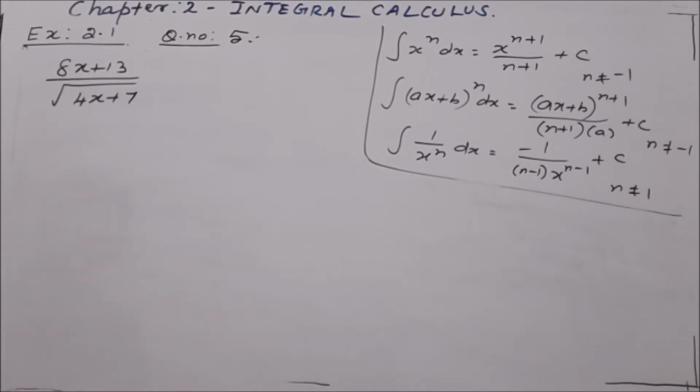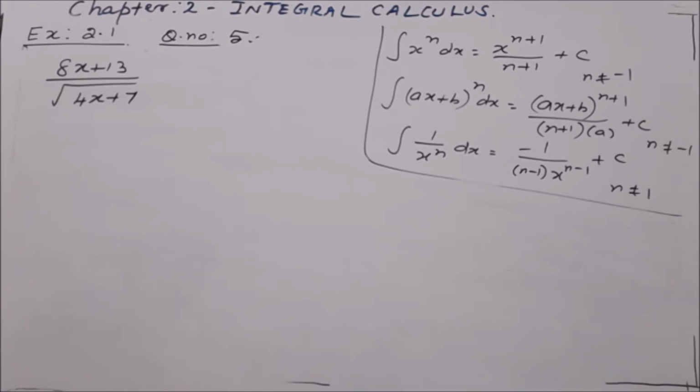Fifth question, example 2.1, exercise 2.1. Given: integrate with respect to x the function 8x plus 13 by root of 4x plus 7. We cannot multiply by anything, and we couldn't simplify these functions. Just adjusting the values, we can integrate easily.